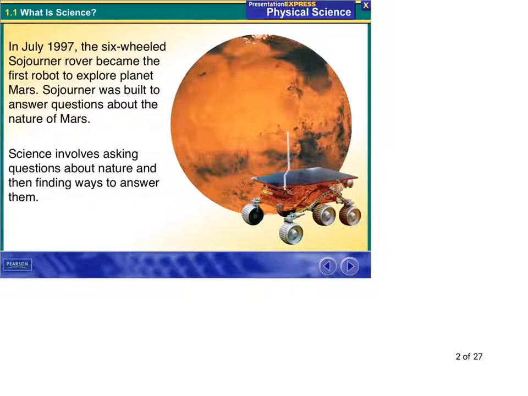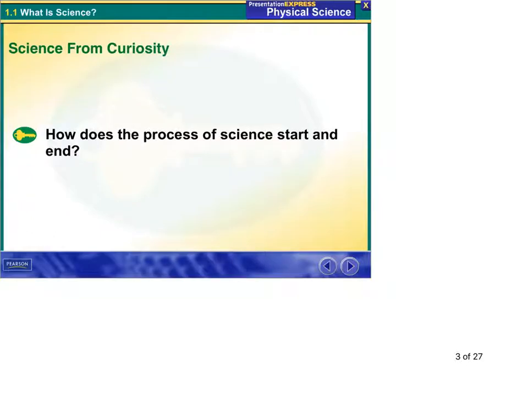Start off with a little illustration of the Sojourner, which went to Mars to answer some questions about Mars. But science will always involve asking questions about nature and then finding ways to answer them. One of the key questions: how does the process of science start and end?